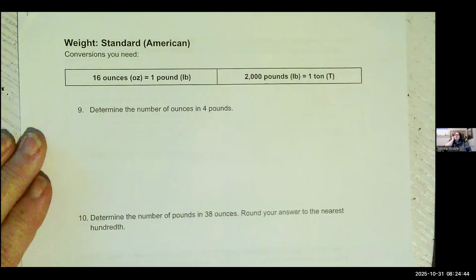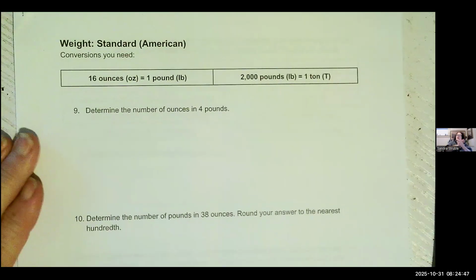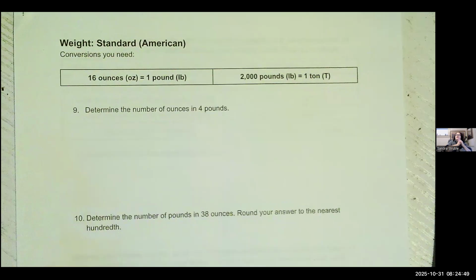Okay, now we're going to cover weight. This is still living in America. All right, we've got two conversions here. 16 ounces are a pound, and this has to do with weight, not capacity. And 2,000 pounds is a ton.